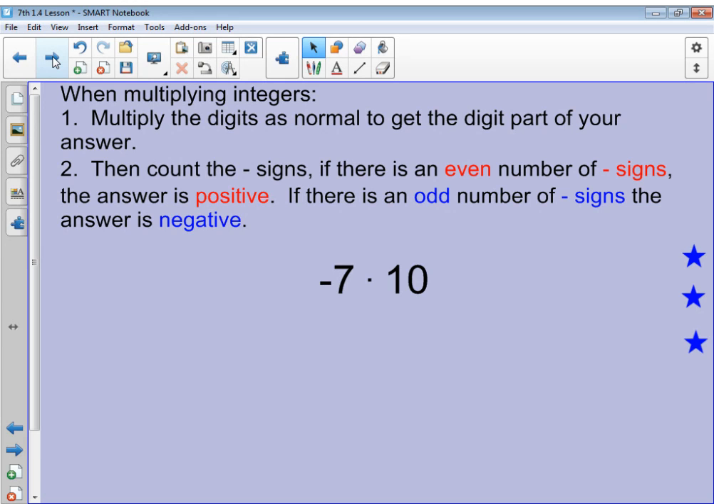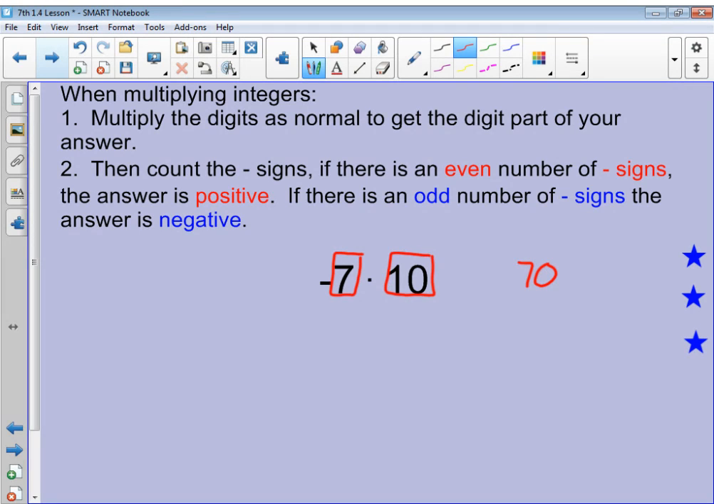So we're going to multiply the numbers as normal. Then we're going to count our negative signs. If there's an even number of negative signs, it's a positive answer. And if there's an odd number, it's a negative answer. So here, I'm going to go ahead and think 7 times 10, which would give me 70. To finish out my answer, I'm going to go through and count how many negative signs are present. Since we're multiplying, that's why we get to count. There's only 1 negative sign present, which would make our answer a negative 70. So negative 7 times 10 equals negative 70.